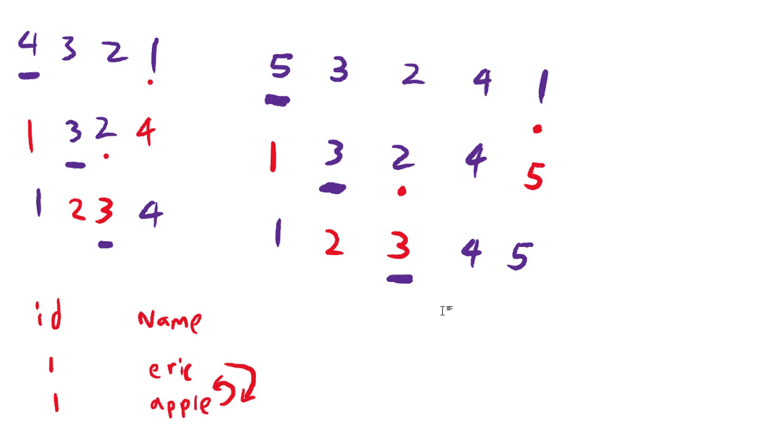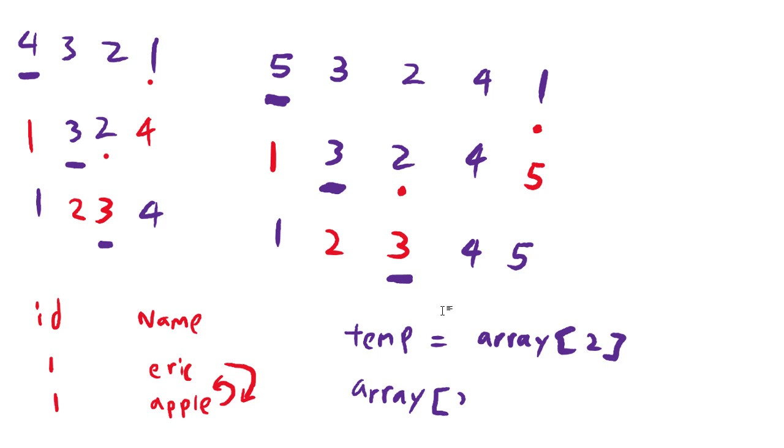For example, if we set temp equal to array 2, and then we are going to assign array 2 equal to temp. This is the ironic thing about selection sort. And this is not yet the end. We are not at the end yet.